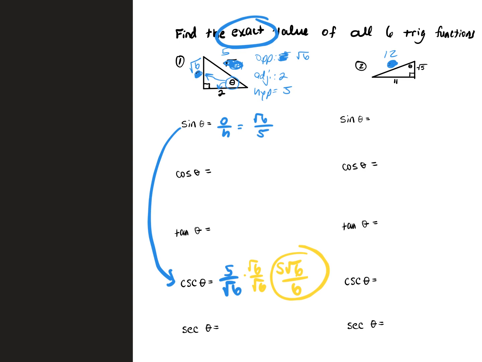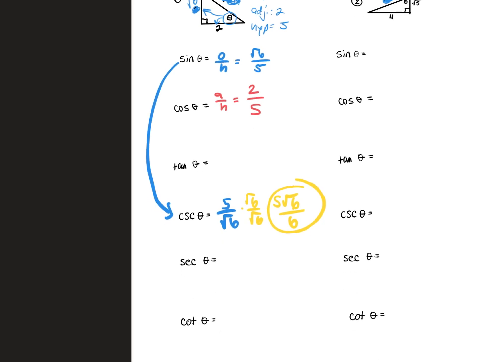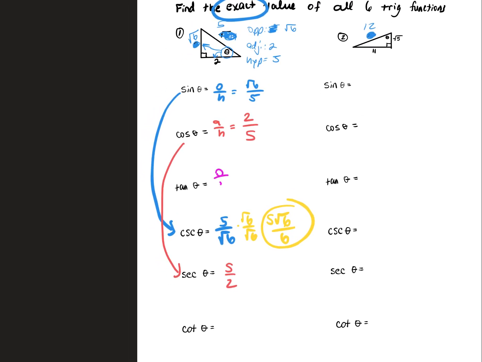So what's our cosine? Cosine is adjacent over hypotenuse. What's your adjacent side? 2 over 5. Okay, so if I know my cosine, I can also do secant. What is it going to be? 5 over 2. Perfect. All right, tangent is opposite over adjacent. Well, what's your opposite side? Square root 6 over 2.